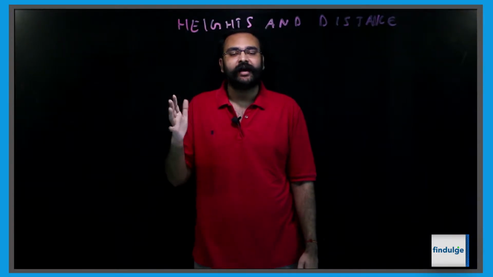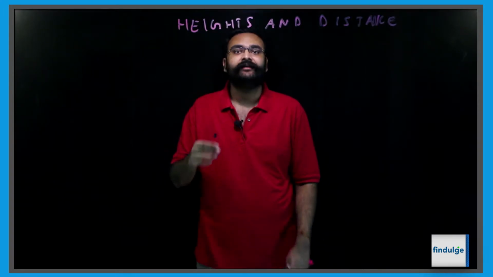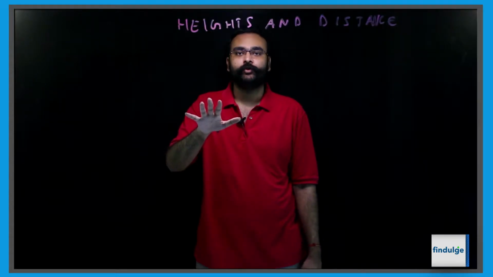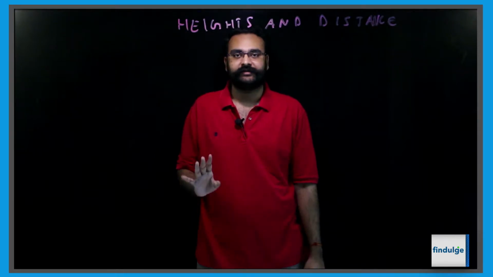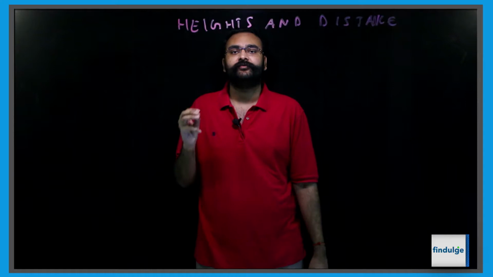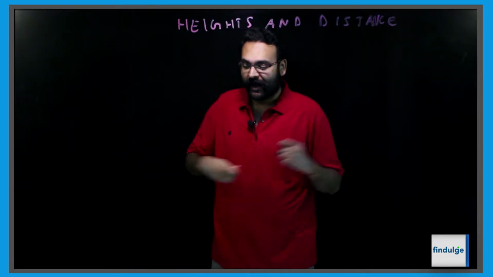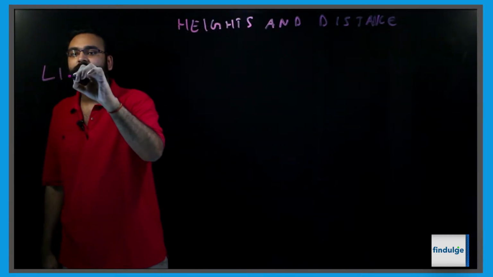So we'll see how using the basic trigonometric ratios, sine, tan, cos, etc., you are able to calculate values of certain heights and distances. Before we get into the chapter, there are a few definitions that we need to learn. And the first definition is the definition of line of sight.